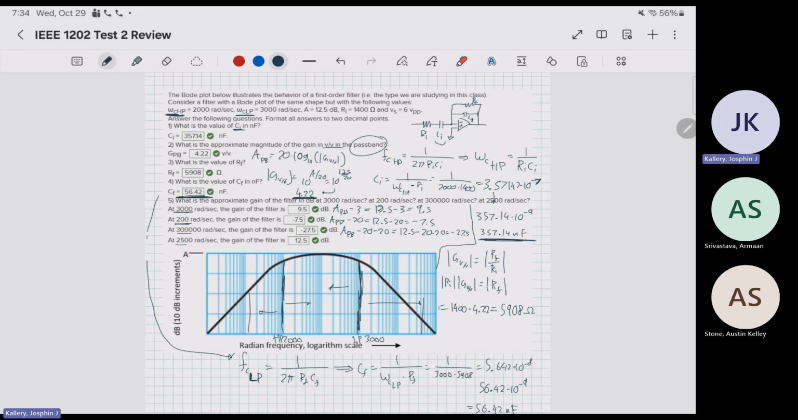Okay, and the final one, we want to find our gain at 2,500 radians per second. If you notice, that's between the cutoffs, which is in the passband. So it'll just be the gain in the passband, which will be 12.5.